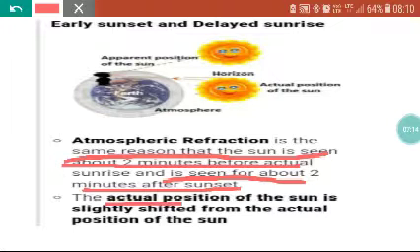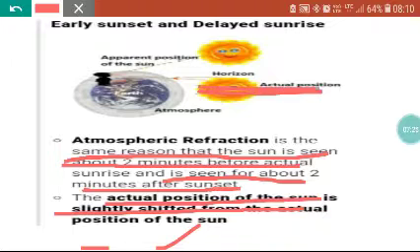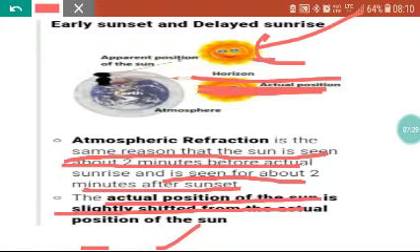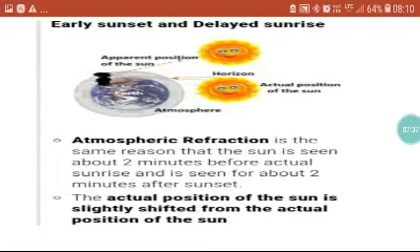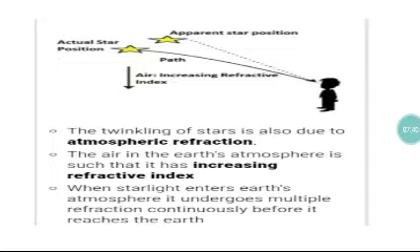and the apparent position of the sun is shifted from the actual position of the sun. Okay, it's slightly shifted. See, this is the actual position of the sun, but it is appearing here at this position, so that causes the 2 minutes difference during the sunset as well as during the sunrise. Okay, so one more application is there.